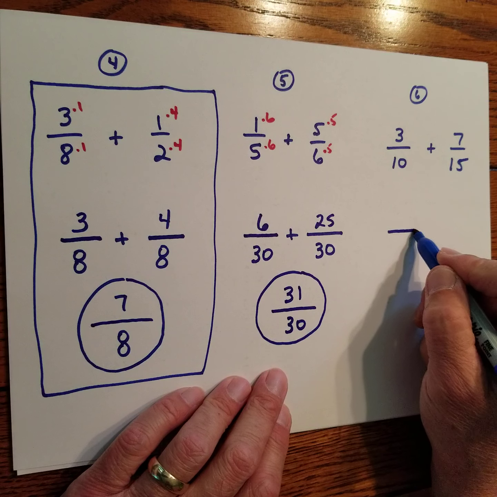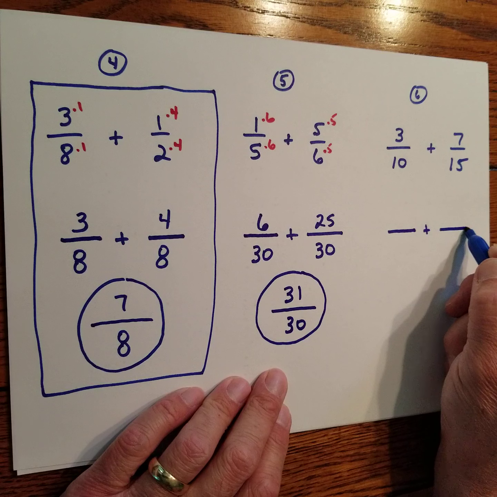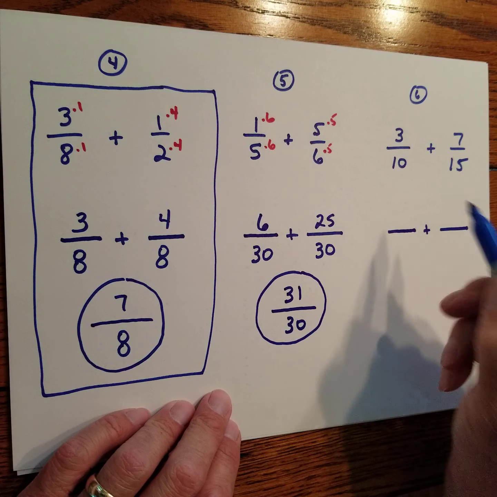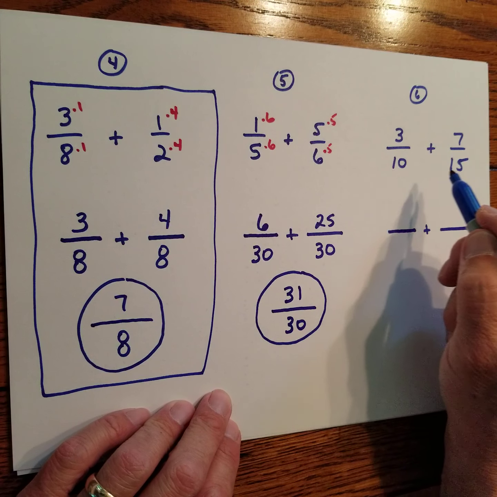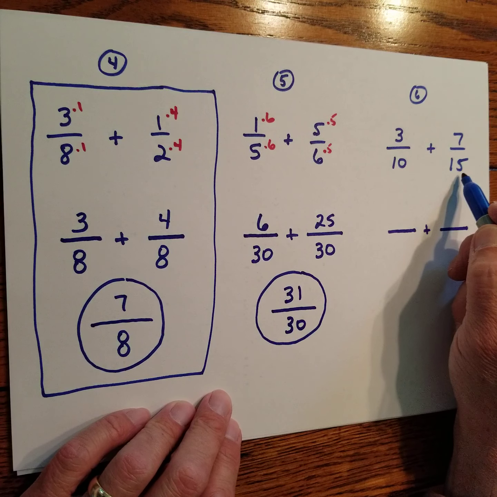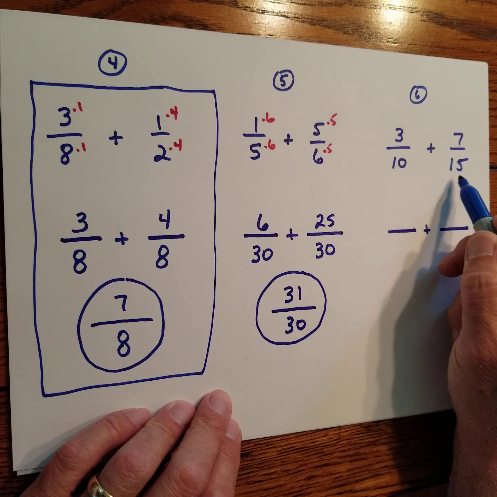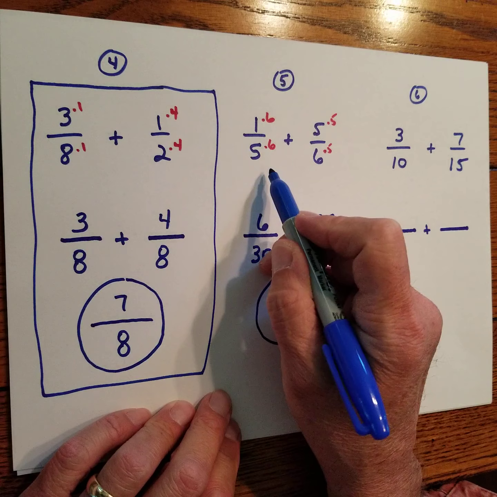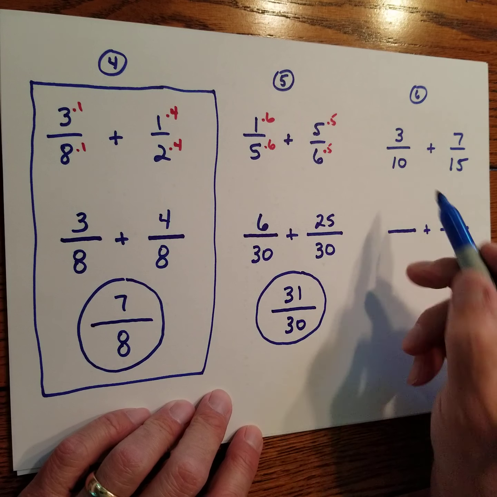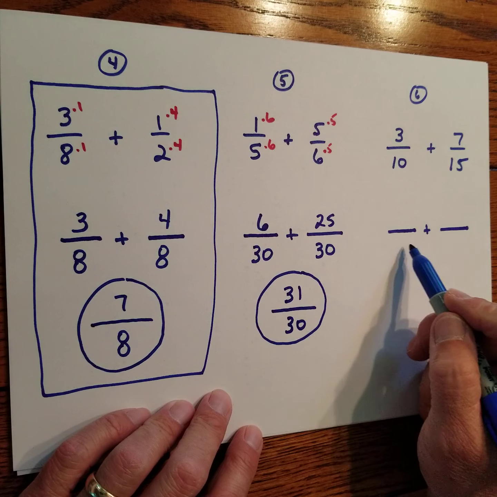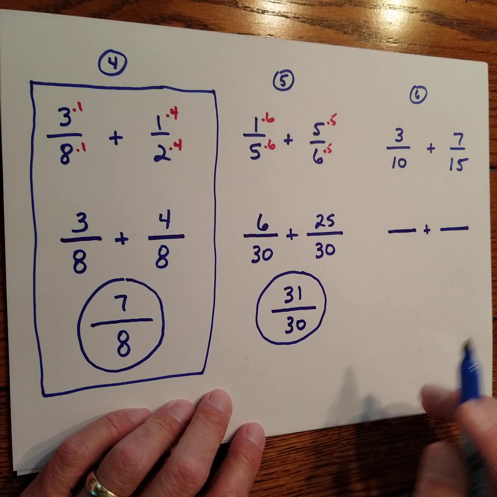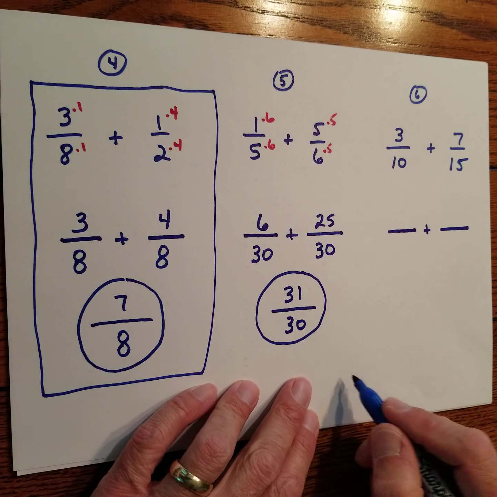Problems like number 6 can be the trickiest. We need a common denominator. Does the smaller denominator divide evenly into the bigger denominator? No. Are 10 and 15 consecutive like 5 and 6? No. If you multiply 10 times 15, you'll get 150, but that's awfully large. Let's see if we can go smaller.